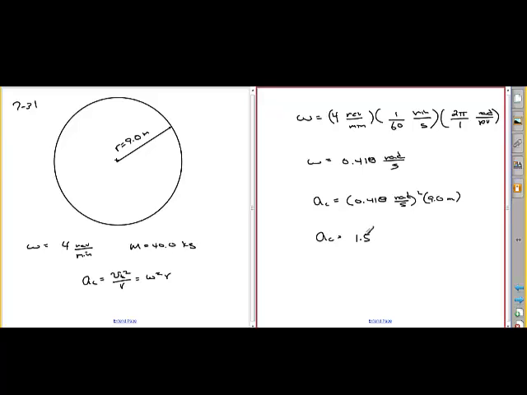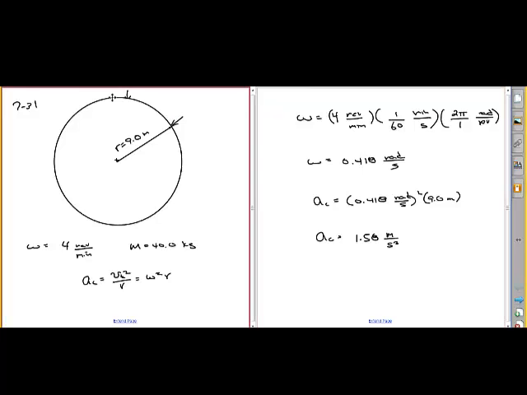So we get 1.58 meters per second squared. Okay, so that's the centripetal acceleration. You see it's maybe 1/5 of a g, something like that. And that'll constantly be pointing inwards no matter where you are. So the centripetal acceleration is always pointing towards the center. And likewise, there'll be a centripetal force that's pushing towards the center as well.